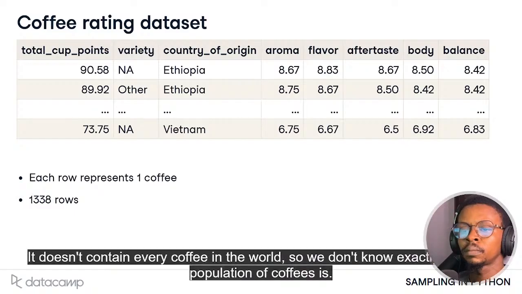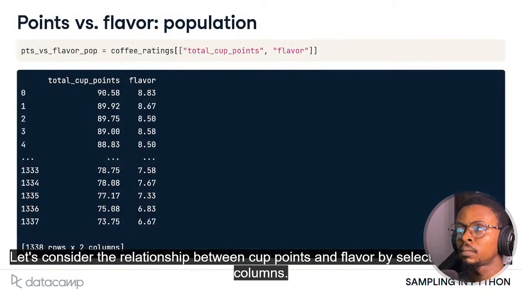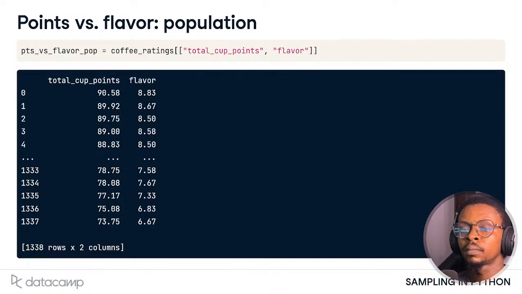It doesn't contain every coffee in the world, so we don't know exactly what the population of coffees is. However, there are enough here that we can think of it as our population of interest. Let's consider the relationship between cup points and flavour by selecting those 2 columns. This dataset contains all 1,338 rows from the original dataset.